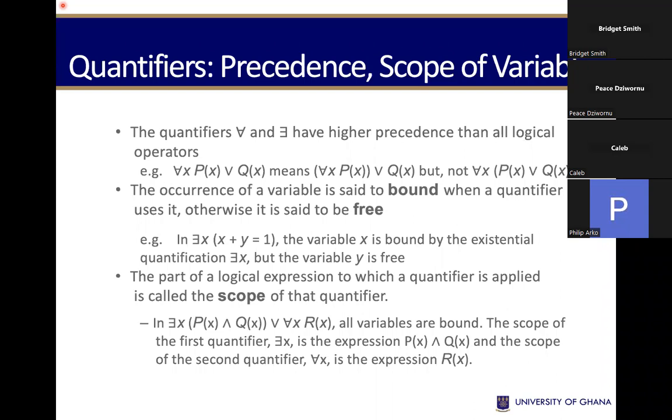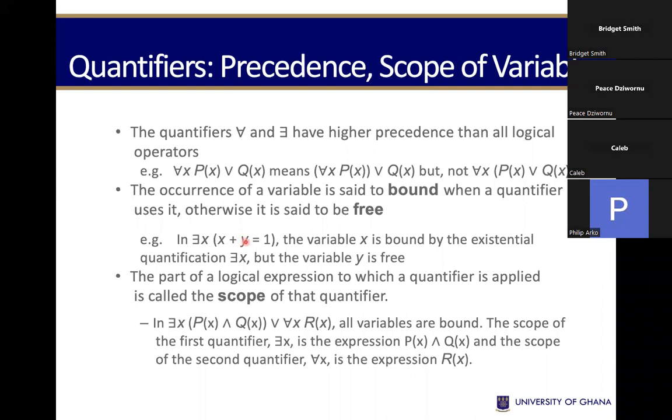Okay, good. All right. So let's go ahead with the precedent scope of variables. I was saying that the occurrence of a variable is said to be bound when the quantifier uses it. In this example, there exists x going into the predicate x plus y equals 1. This particular x is said to be bound to the existential quantifier because the x is coming from the domain under discussion.